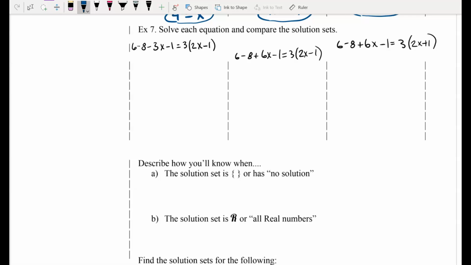Now pause the video and solve each equation in example 7, and let's compare the solution sets. Now I'm going to warn you that there's some funny things that happen, so just be careful in your solving, and then we'll come back and look at the results. So pause the video.